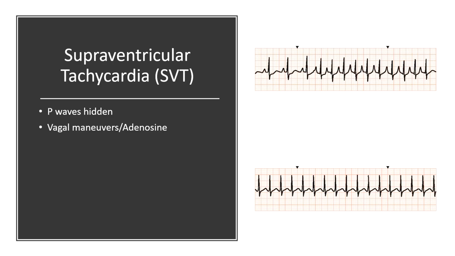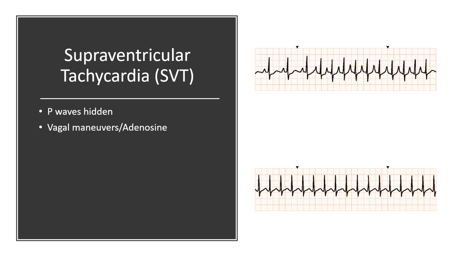So vagal maneuvers, bearing down like you have to go to the bathroom. Sometimes they will put their faces in ice, have them blow through a straw that they're clamping. So they'll have them do different things to try to get out of this heart rate. Adenosine is another medication that we can give to help this fast heart rate.